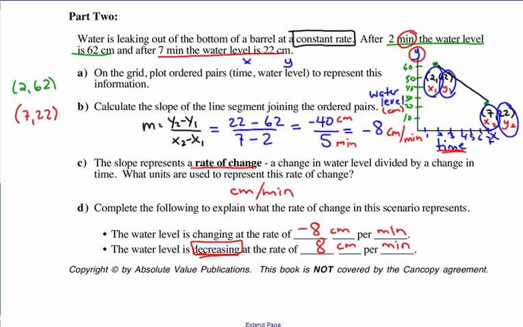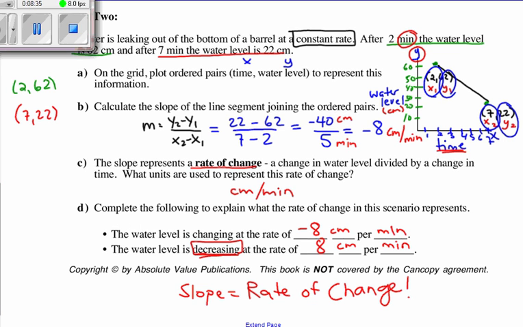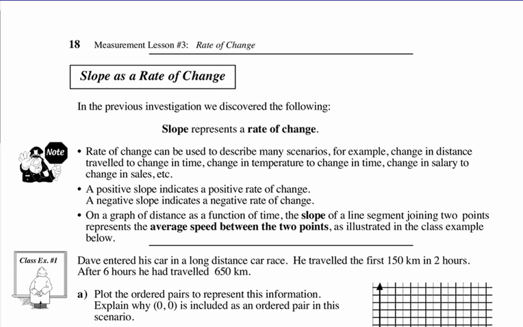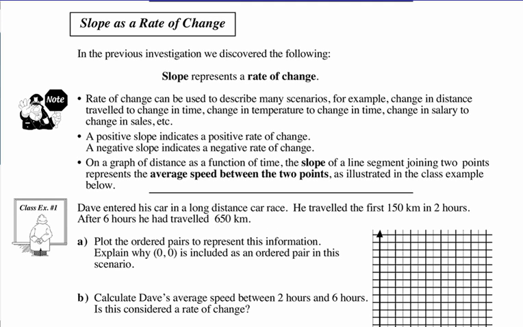Okay, so big idea here. The big idea is slope is the same as rate of change. Okay, moving on. So slope is rate of change, and that's what we just said. Slope represents rate of change. It's a big idea here. So if I ask for the rate of change, really what you're looking for is the slope.